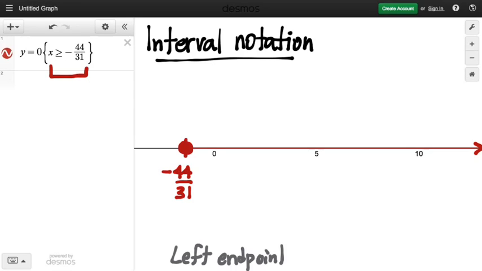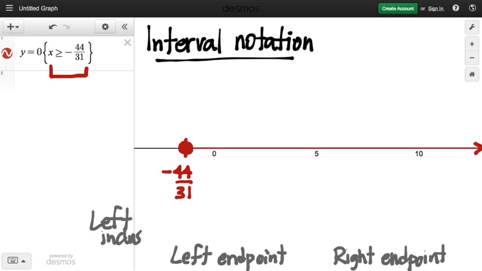So these are the four things that make up interval notation: a left endpoint, a right endpoint, and then we also need what I'm going to call a left inclusion symbol that tells us whether that endpoint is part of the solution or not. And we also need a right inclusion symbol. Is the right endpoint included or not?